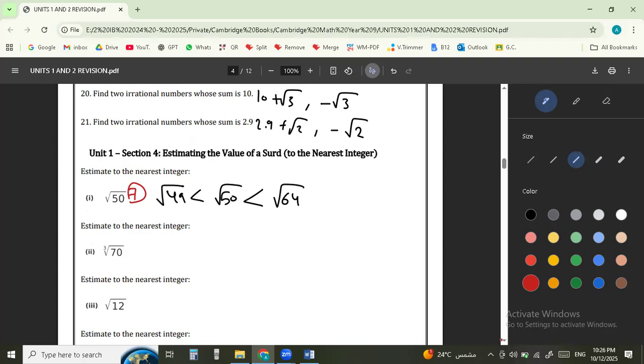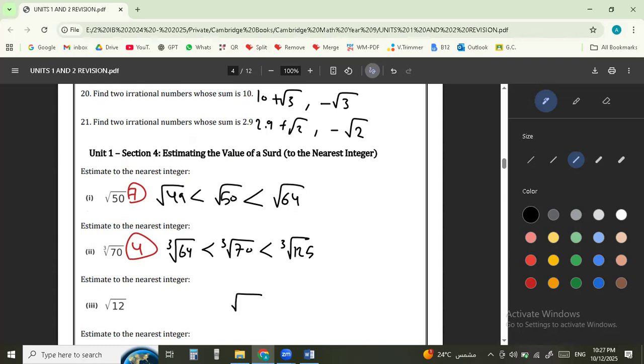Estimate to the nearest integer. Here they give you cubic root of 70. I should know the list of cubic roots. So cubic root of 70 is greater than and less than what? I got 4, which is cubic root of 64, and the cubic root of 125, which is 5, but it's closer to 4. So I'm going to write here 4. They want an integer.